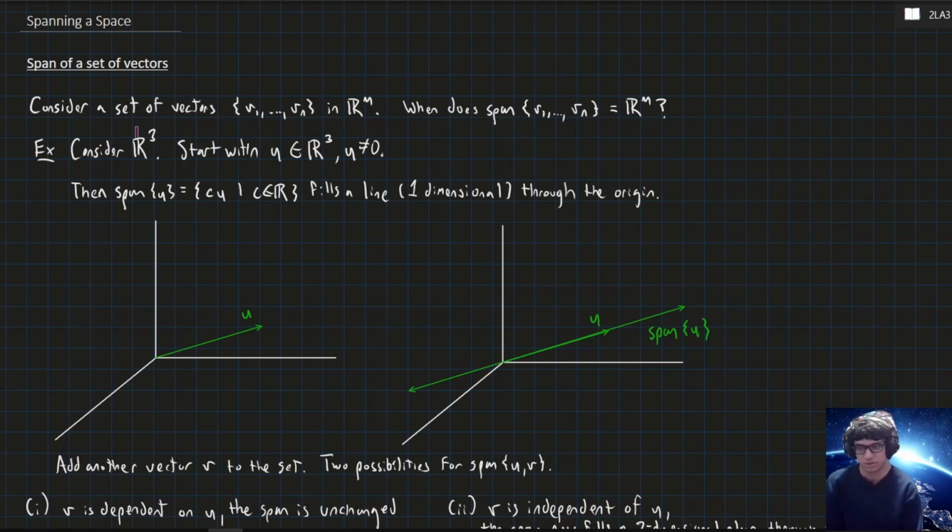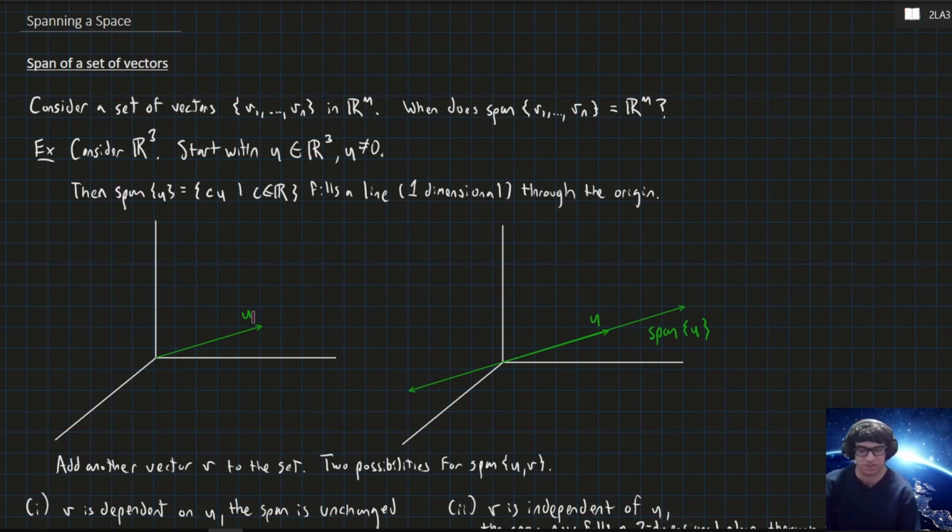So start with R3. And we'll start with one vector u in R3 that's non-zero, and we'll try to build up a spanning set for R3 and see what happens. So this is our first vector u. This is a three-dimensional space.